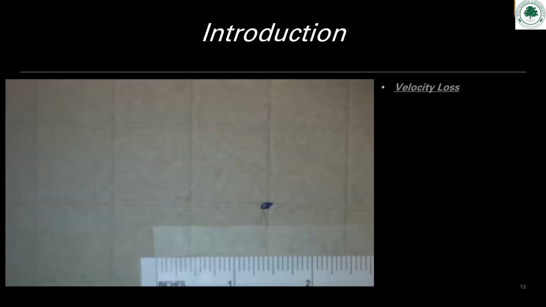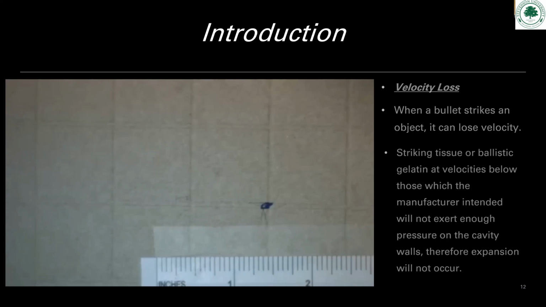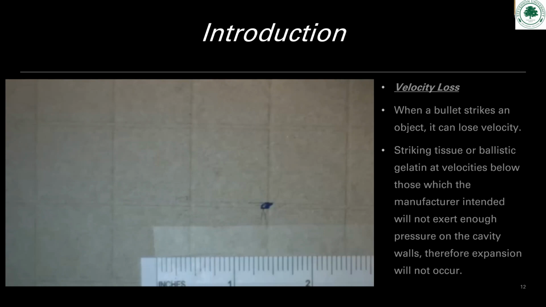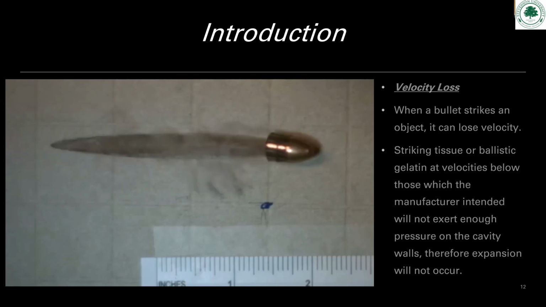Another thing we're going to address is velocity loss. So if a bullet strikes a target, it's going to transfer some energy to that target, and it's going to lose velocity as a result of that. So if a bullet is not traveling at the manufacturer's intended velocity when it strikes this tissue or tissue simulant, we could also get expansion failure. Here we have a bullet that's ricocheting off a piece of wallboard.